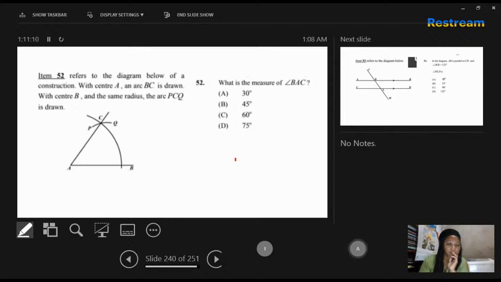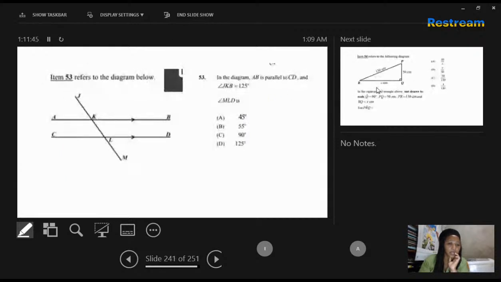Number 52. What is the measure of angle BAC? It's saying they have the same radius, so this is a construction question, right? And where the two arcs cross each other, the radii are the same, so that would be a 60-degree angle. All right, do that one, Asar.